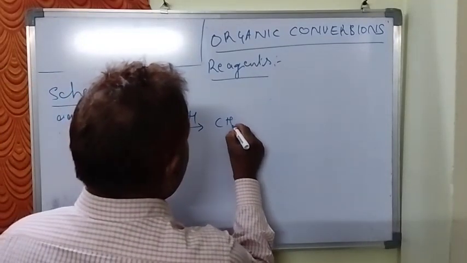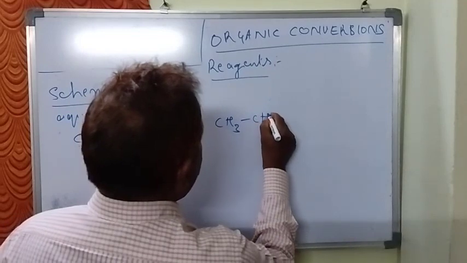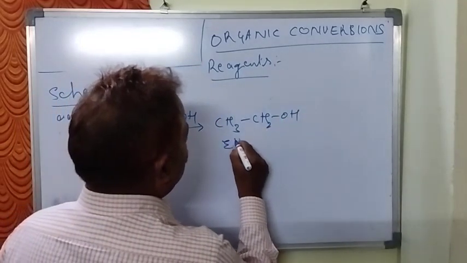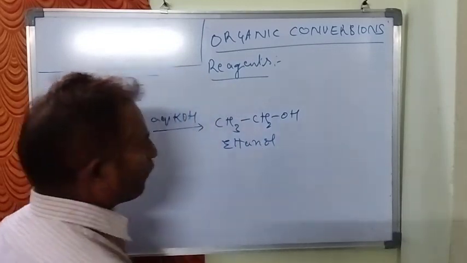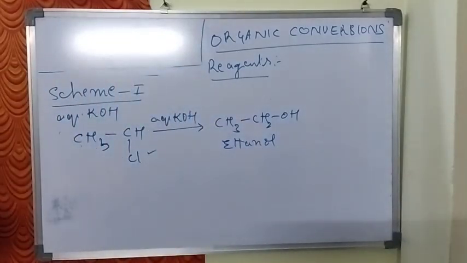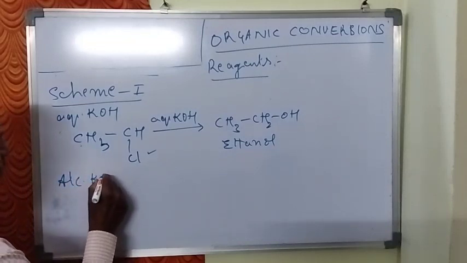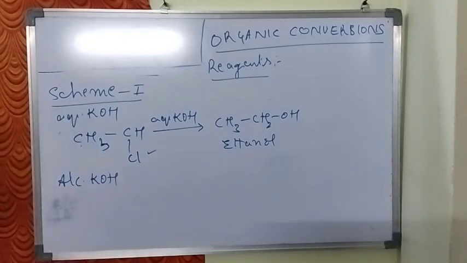Therefore, what do we get? This is CH3CH2OH. So this is ethanol. Right. Now, let us take one more reagent. Alcoholic KOH. Alcoholic KOH means KOH is put in alcohol.